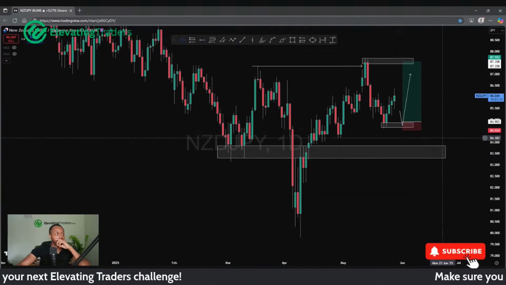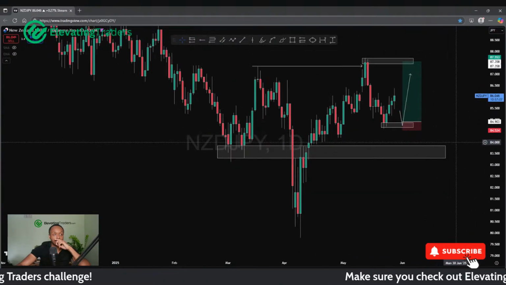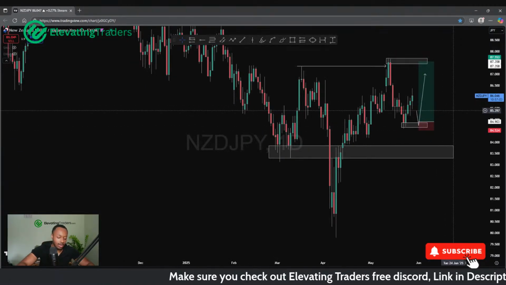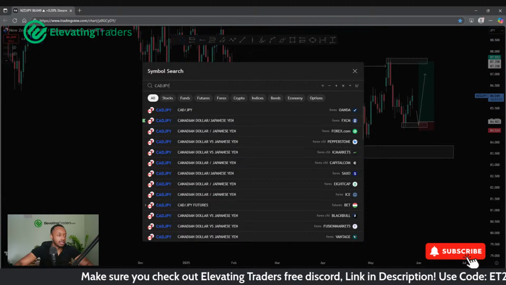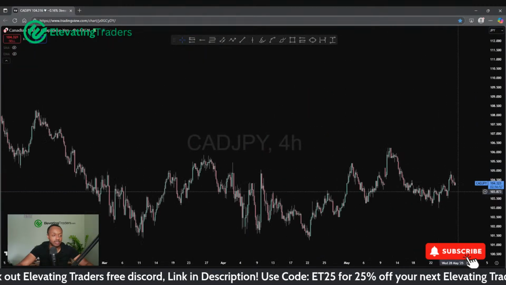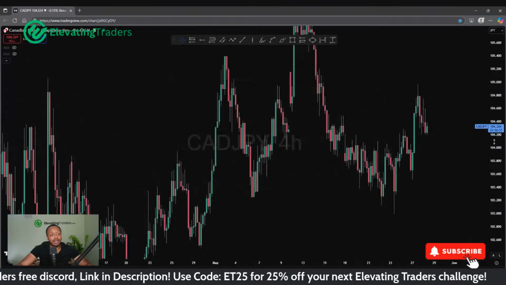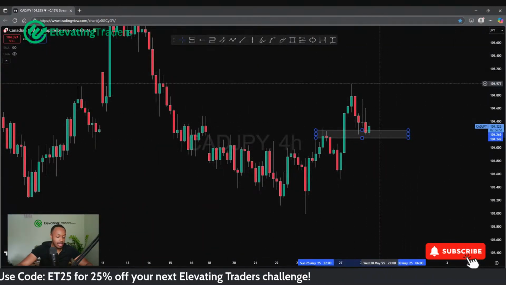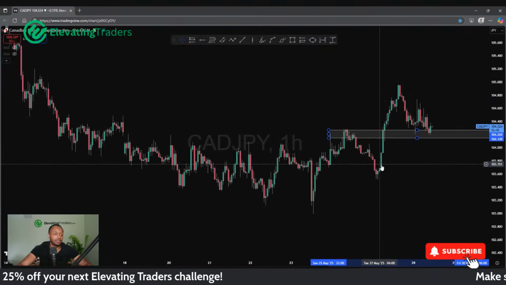But yeah, New Zealand yen is definitely something I'm looking at for some longs, but we'll have to wait and see. Other yen pairs don't look that great. In particular, CAD yen, this has been somewhat bullish, but again, not the biggest fan of it. I do like how price has retraced, to be honest. We've come back to some nice healthy structure there. I think this is actually a nice buy on the lower time frames.